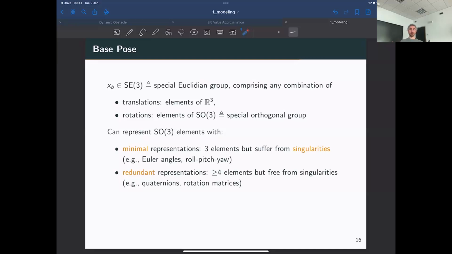So people have steered away from minimal representations and have moved to redundant representations. In particular, quaternions are a very good trade-off because they only use 4 values. So you have just 1 extra element, but you get rid completely of the singularities, so you don't have any numerical issue when working with them. You could also work with rotation matrices, but then you need to store 9 elements, so they are very redundant.